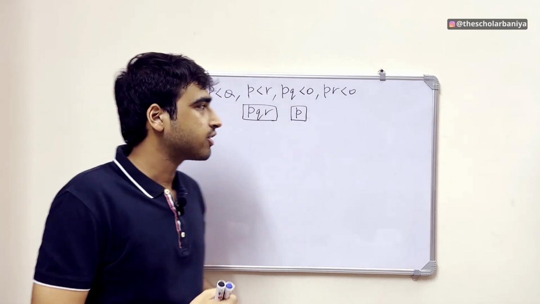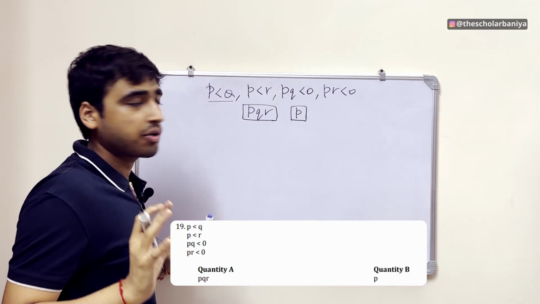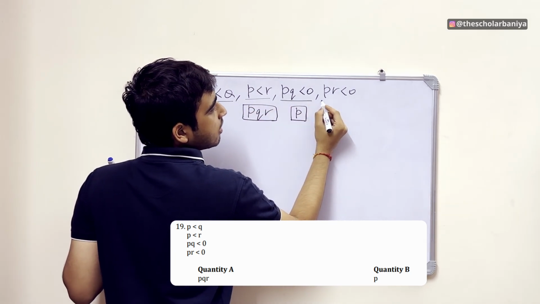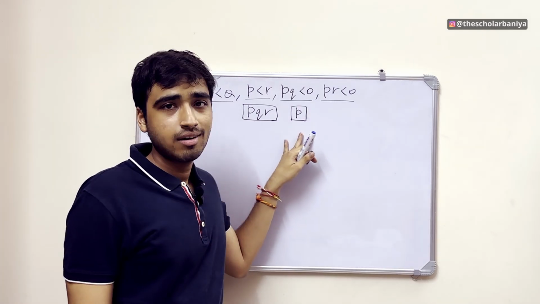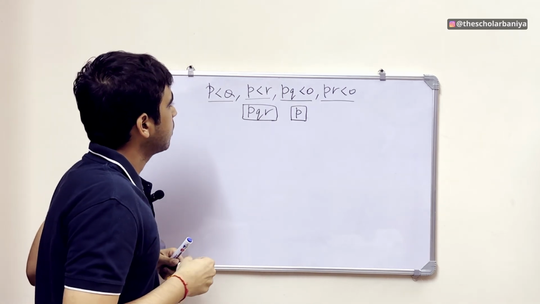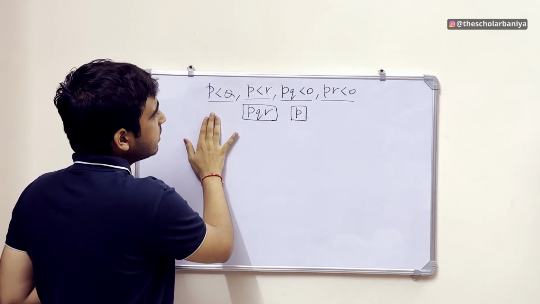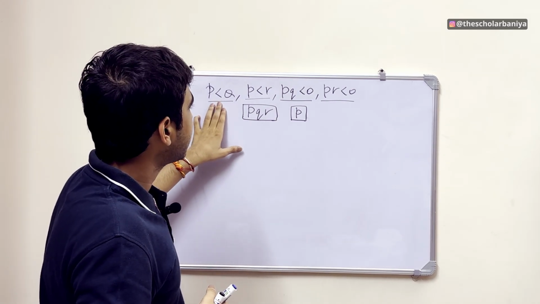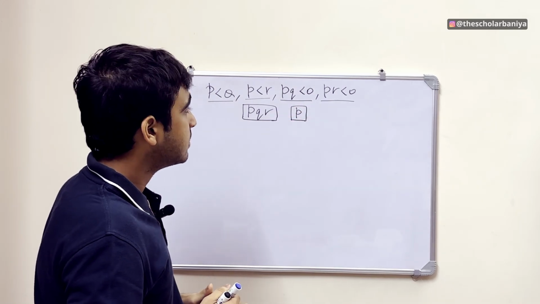So moving on to the next question, we are given that P is less than Q, P is less than R, PQ is less than 0, PR is less than 0, and we have to compare PQR and P. Like we have to determine the relationship. Perfect. So if you see closely over here, P is less than Q, and PQ is less than 0.